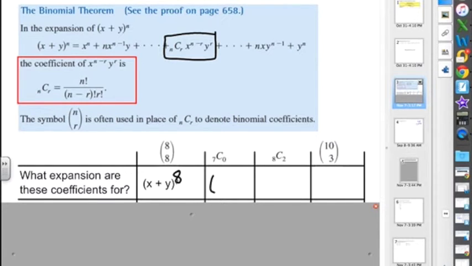If we had 7 choose 0, that would come from x plus y to the 7th power. If we had 8 choose 2, that would come from x plus y to the 8th. And then finally, 10 choose 3 would come from x plus y to the 10th power. So notice here, what you're choosing out of is always the n, that's always the power of the expansion.